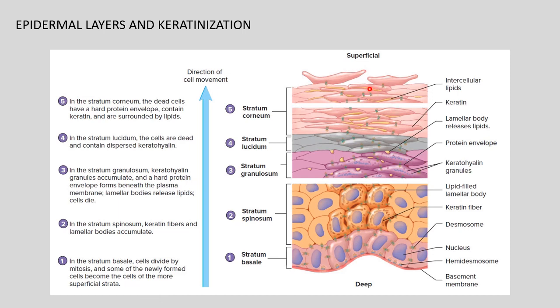So the cells in this stratum corneum consist of cornified cells, which are dead keratinocytes with a hard protein envelope. So imagine a hard shell. That's a hard protein envelope that is filled with keratin, and this keratin is a mixture of your keratin fibers and your keratohyalin. So all of this, the keratin fibers, keratohyalin, plus the cornified cells, are responsible for the structural strength of this most superficial layer.